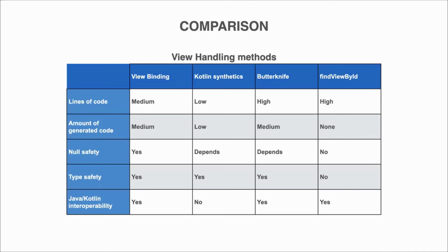In terms of type safety, well, actually all of them, but findViewById, are kind of type safe. If you ignore the nullability, they're type safe, definitely. And all of them work with both Java and Kotlin, except for Kotlin synthetics. So that's a plus for ViewBinding.